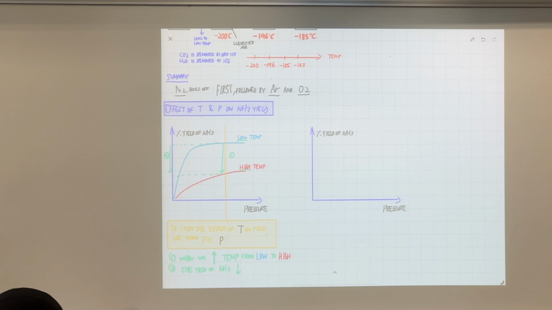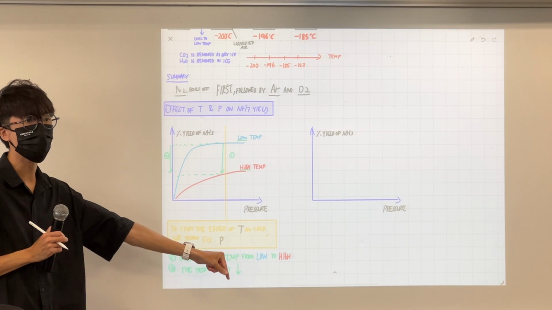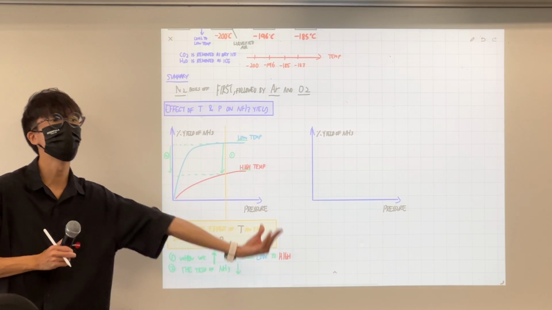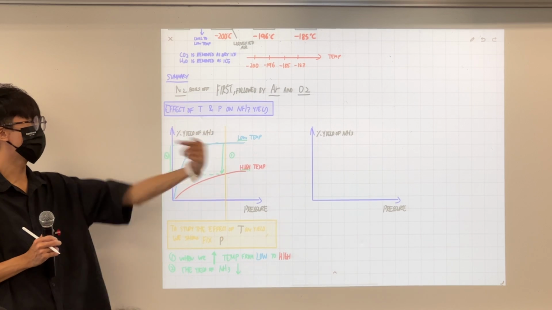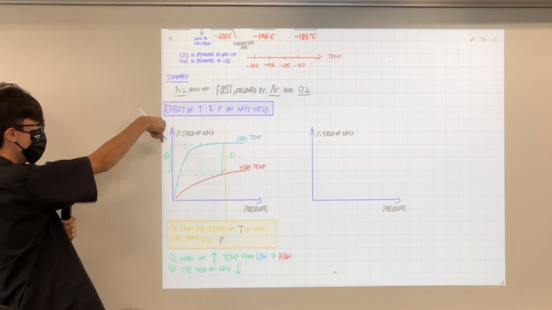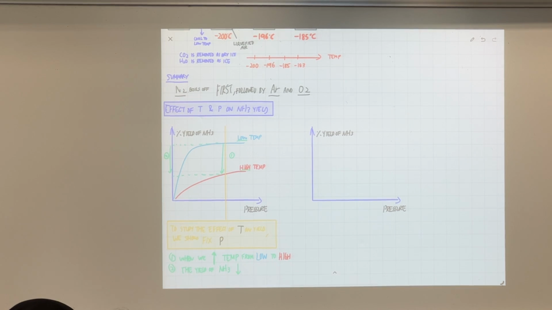The Haber process is an exothermic reaction in the forward direction. So it makes perfect sense that increasing temperature would lower the yield, because increasing temperature would shift the reaction to favor the endothermic reaction, the backward reaction. So it makes perfect sense that you drop. And this is done. This is what we should be able to conclude from just this graph about the effect of temperature.